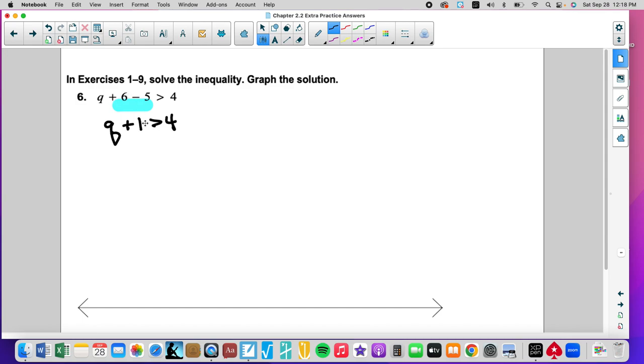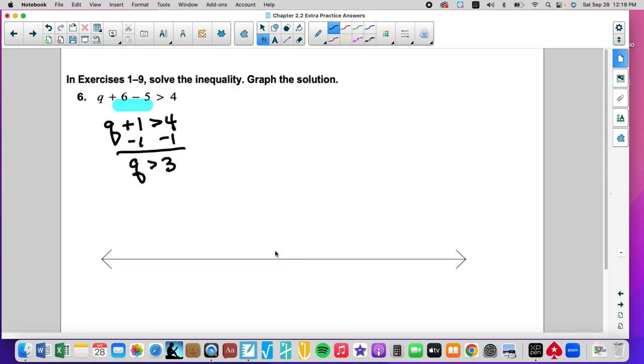Positive 6, negative 5 makes positive 1. Now we're going to subtract 1 from both sides. Q is greater than 3. 0, 3, open circle, going to the right.